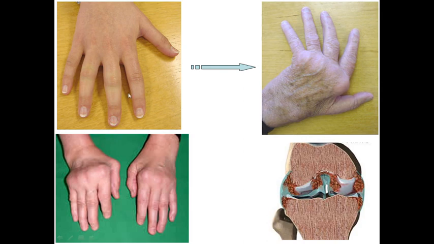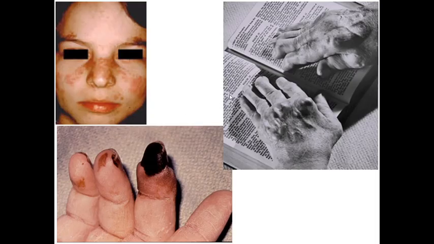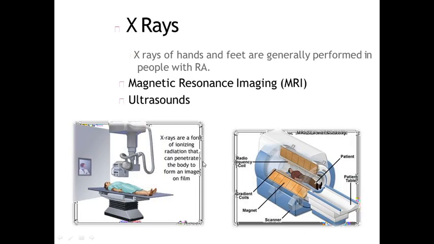And here is also the early stage and the late stage of rheumatoid arthritis, which can result in very severe deformities like this picture. Sometimes rheumatoid arthritis can be accompanied by other connective tissue disorders like systemic scleroderma or systemic lupus erythematosus. How do we diagnose? Of course, in the first place is X-ray.